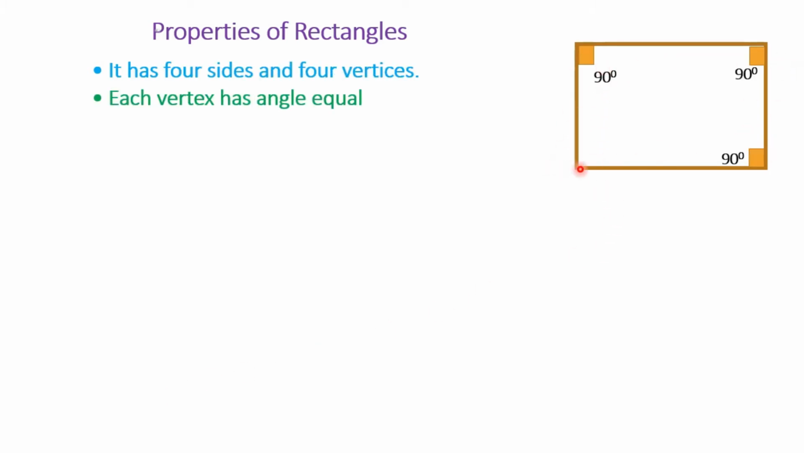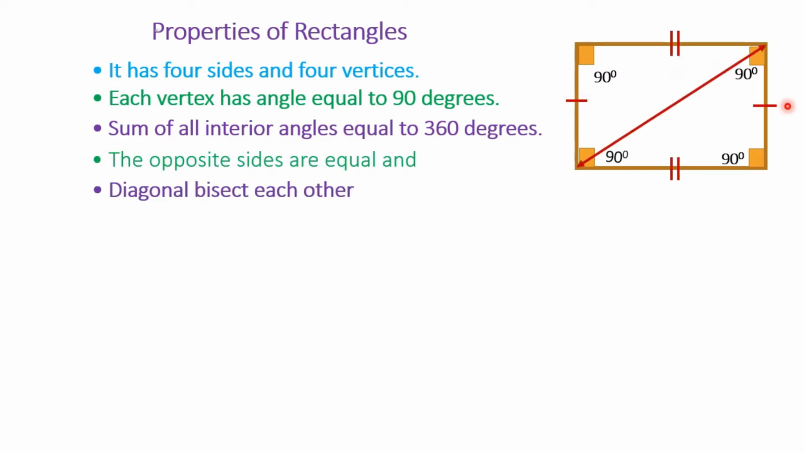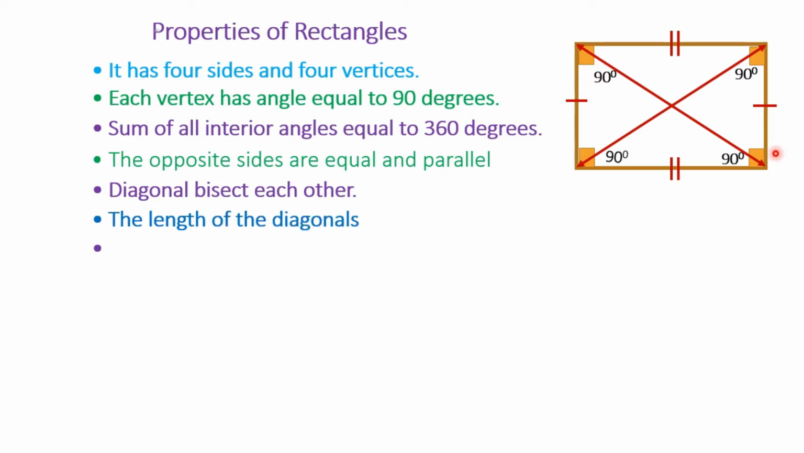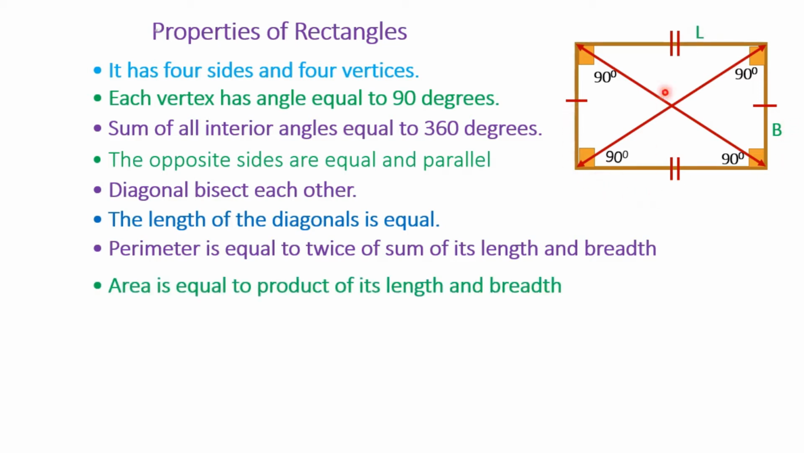Properties of rectangles. It has 4 sides and 4 vertices. Each vertex has an angle equal to 90 degrees. Sum of all interior angles is equal to 360 degrees. The opposite sides are equal and parallel. Diagonals bisect each other. The length of the diagonals is equal. Perimeter is equal to twice the sum of its length and breadth. Area is equal to the product of its length and breadth.